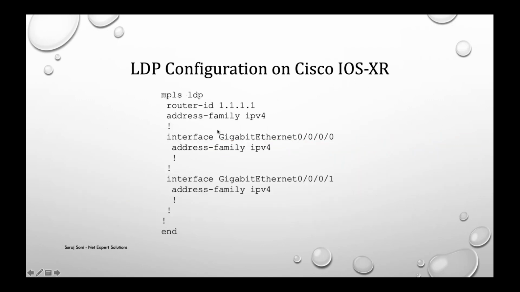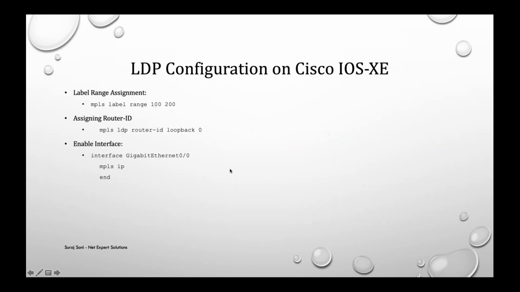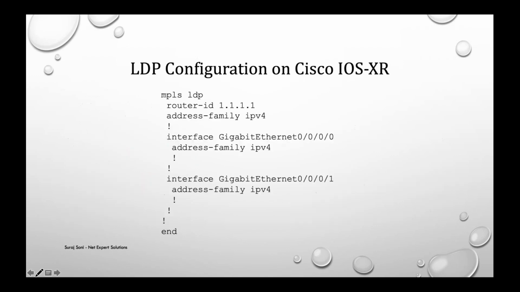Now this is the LDP configuration on IOS XR. The configuration on IOS XE is just this much. Go under the interface and enable it. Whether it is IOS XE or IOS, both are the same. But IOS XR is quite different, because it is hierarchical in nature. In IOS XE you just go under the interface and enable MPLS. Here you need to go into MPLS and then enable the interface in that.